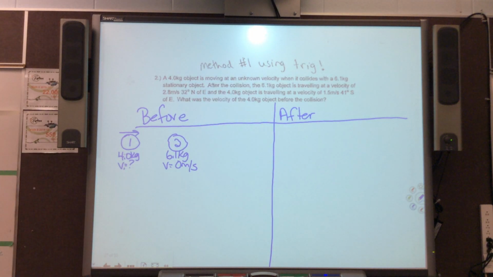Okay, after the collision, what do we write? What does the after look like? What does the after collision look like?